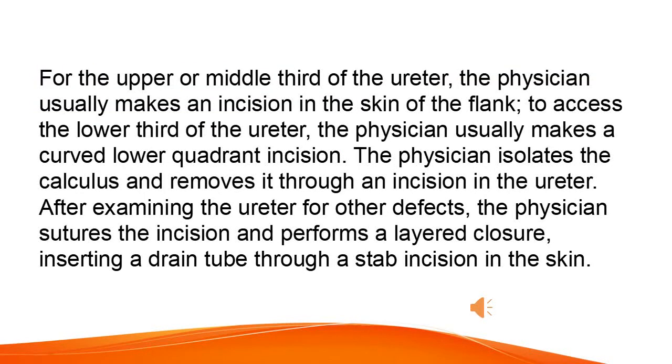For the upper or middle third of the ureter, the physician usually makes an incision in the skin of the flank. To access the lower third of the ureter, the physician usually makes a curved lower quadrant incision. The physician isolates the calculus and removes it through an incision in the ureter. After examining the ureter for other defects, the physician sutures the incision and performs a layered closure, inserting a drain tube through a stab incision in the skin.